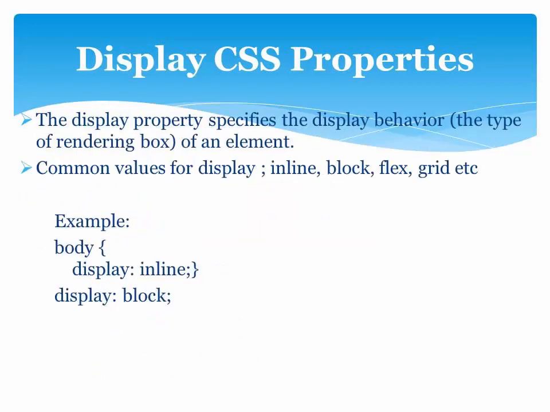Then another property is display. The display property specifies the display behavior of an element. Common values for display are inline, block, flex, grid, etc. Suppose you want to display something in a certain manner, just like it will be displayed in a flex manner or grid manner or inline manner, so we can display it by using display, with any of these four or five possible values for the display property.